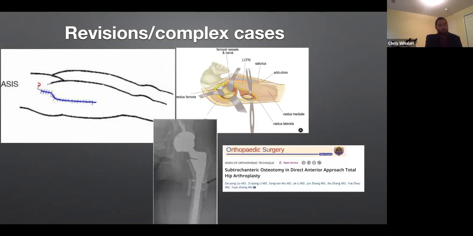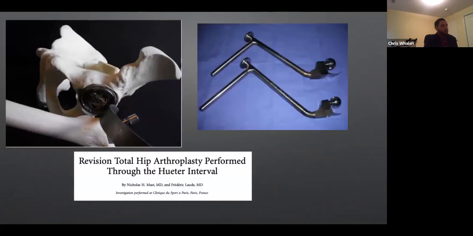This was one group who published on a subtroch osteotomy anterior approach. This was acetabular only revision. You can flex up your hip, externally rotate it, get a retractor over the neck, and address your cup. They make certain offset instruments that can help with that.